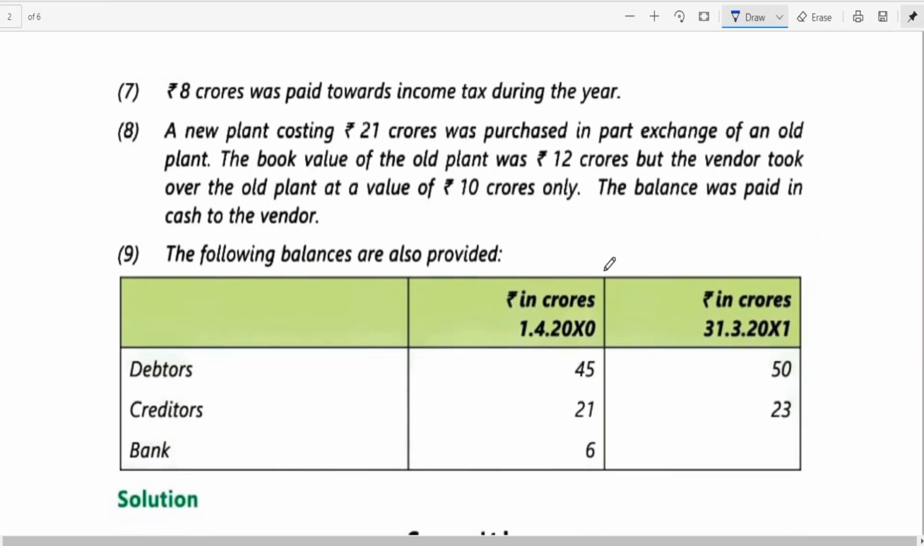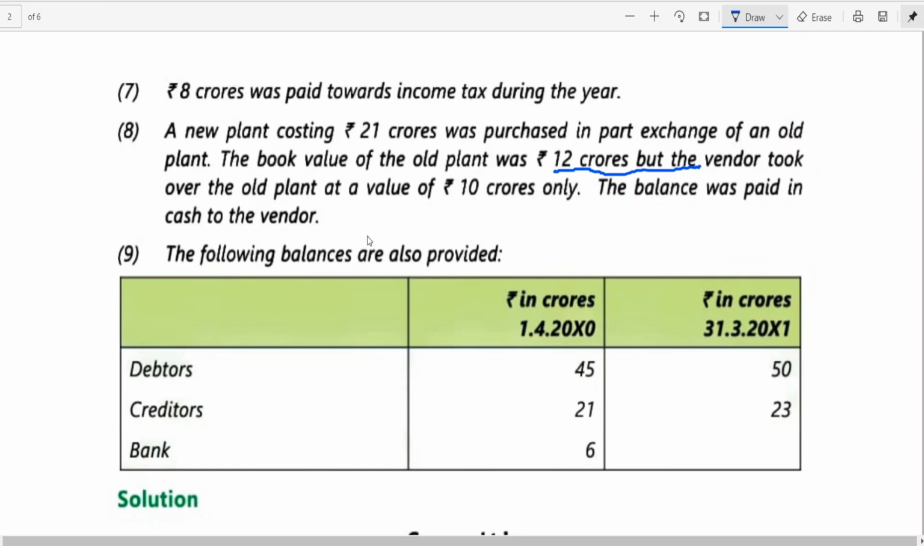And then one more point, sorry, point 8. A new plant costing 21 crores was purchased in part exchange of the old plant. The book value of the old plant was 12 crores, but the vendor took over the old plant at a value of 10 crores only.